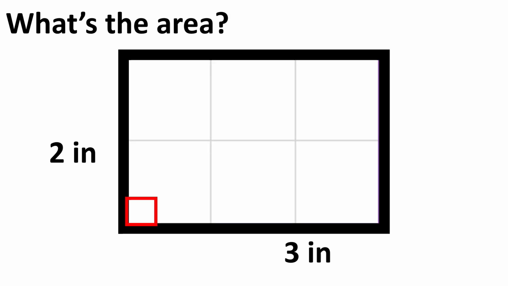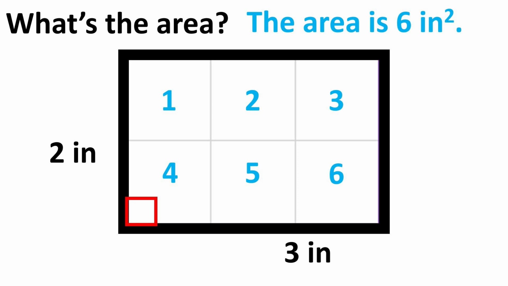Here's a typical math question. What's the area inside this black rectangle that has a base of 3 inches and a height of 2 inches? If this rectangle was drawn on grid paper like this, then we could find the total area inside the rectangle by counting up the number of square inches. In this case, there are 6 squares, so the area of this rectangle is 6 square inches.